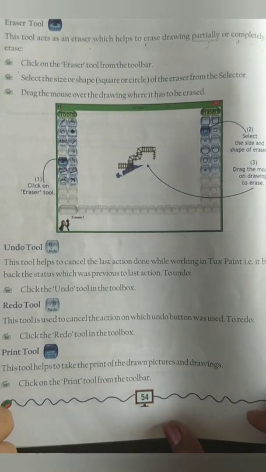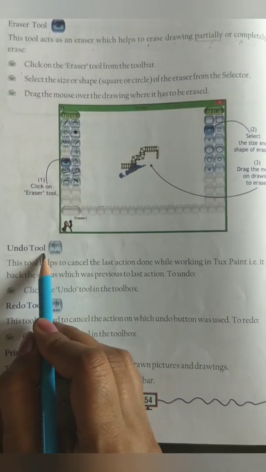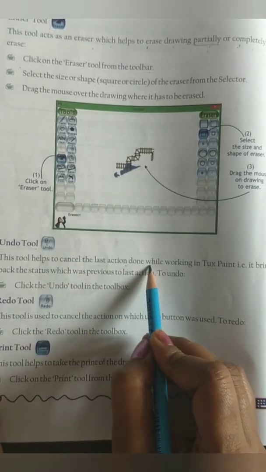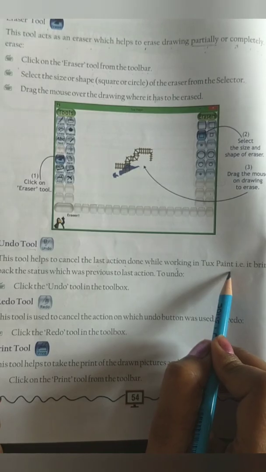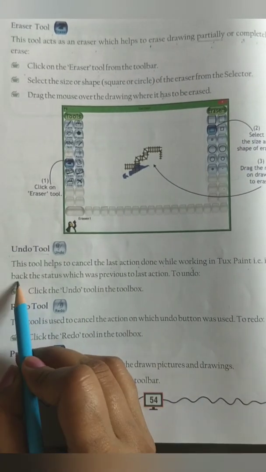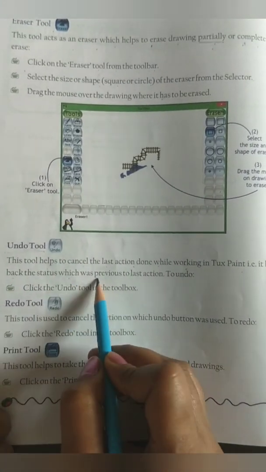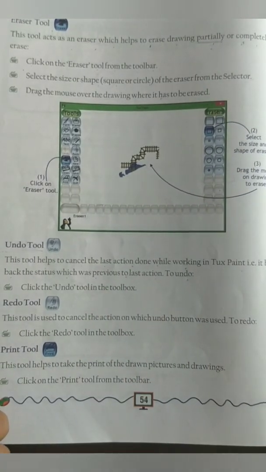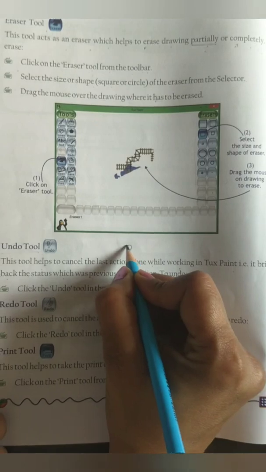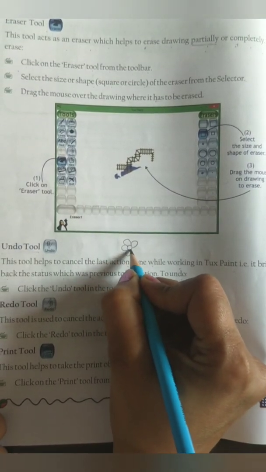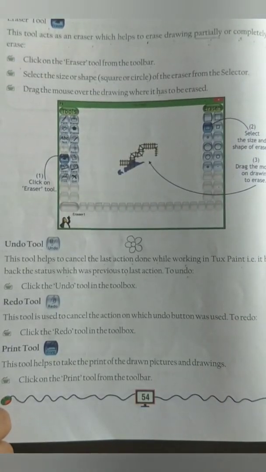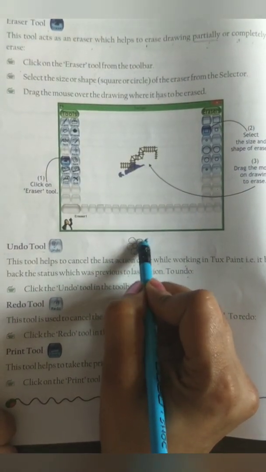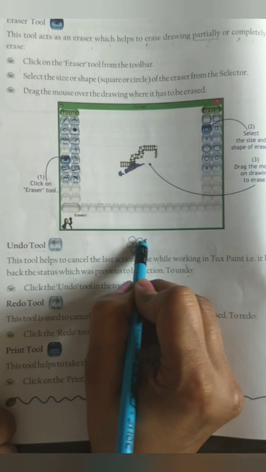Okay children. The next tool is the undo tool. This tool helps to cancel the last action done while drawing in TuxPaint. That is, it brings back the status which was previous to the last action. Now suppose you have drawn a flower. Now you thought that this petal is not proper. You erased it.